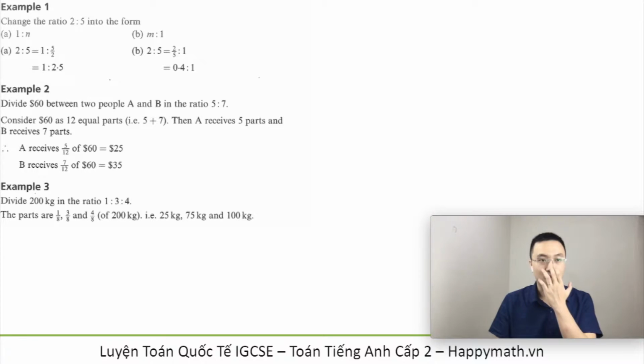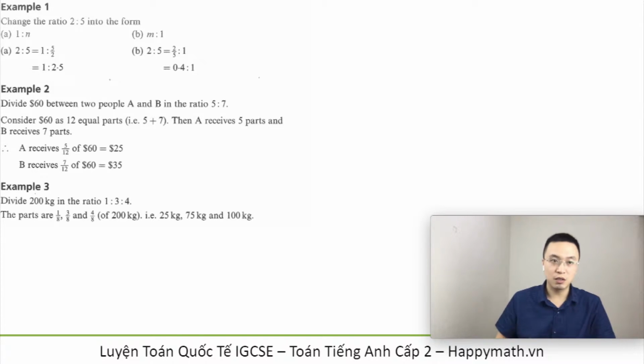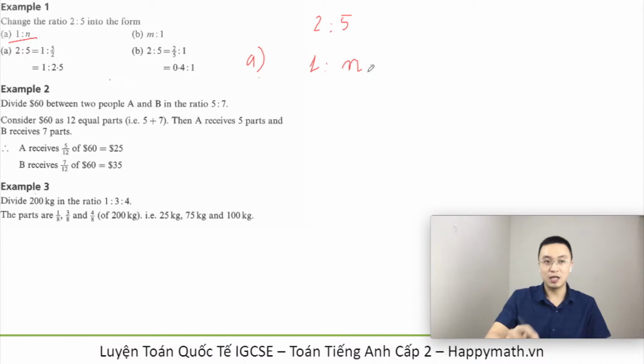Okay. Look at example 1. The original ratio is 2 divided by 5, and you have to change it into 1 divided by n. You cannot change the value of 2 divided by 5, but you can change the form of 2 divided by 5 into 1 over n, or 1 divided by n. This one has to be equal to this one.